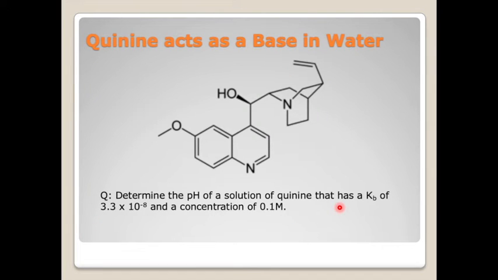So with quinine, we have quinine acting as a base in water. On your paper in front of you, we're going to look at determining the pH of a solution of quinine that has a Kb of 3.3 times 10 to the negative 8 and a concentration of 0.1 moles per liter. Before we go any further, we'll take a quick look at our structure here.